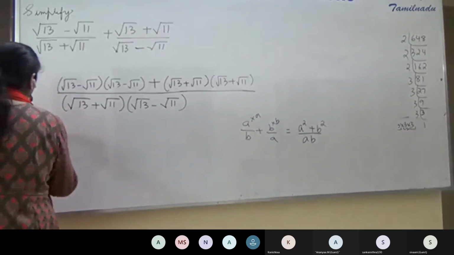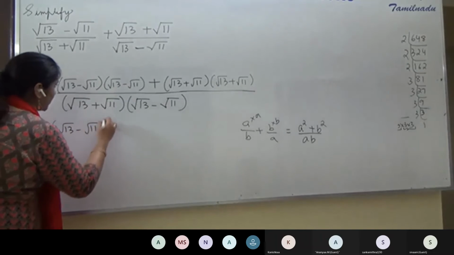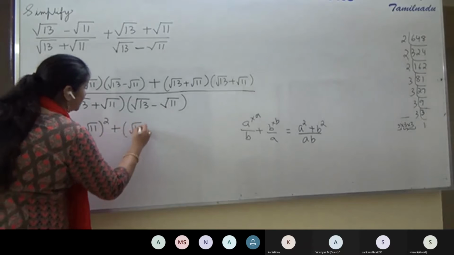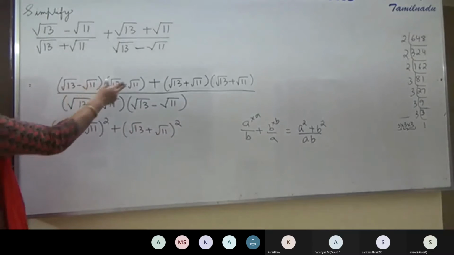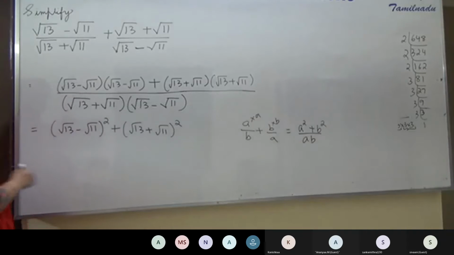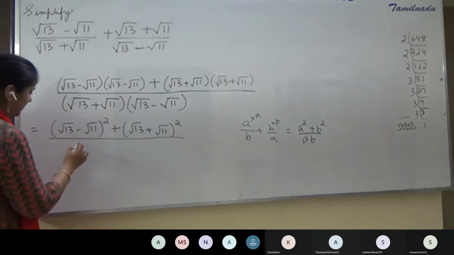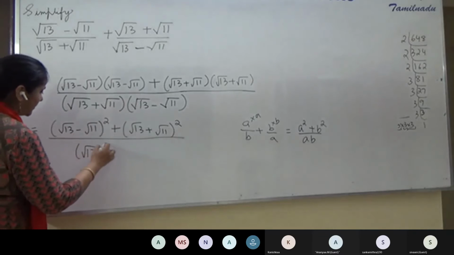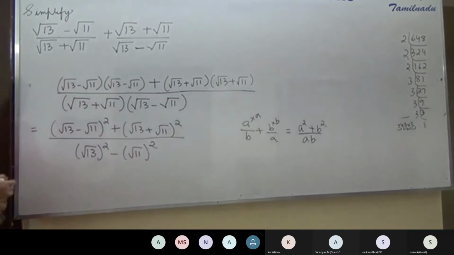All right. So this gives us root 13 minus root 11 the whole squared plus root 13 plus root 11 the whole squared, because it's a minus b into a minus b the whole square, and a plus b into a plus b the whole square, divided by a plus b into a minus b, which is a squared minus b squared.